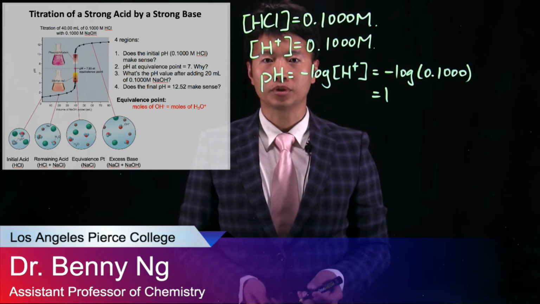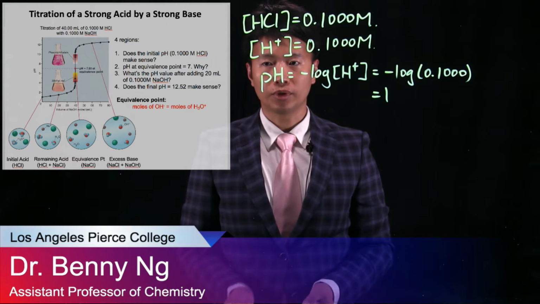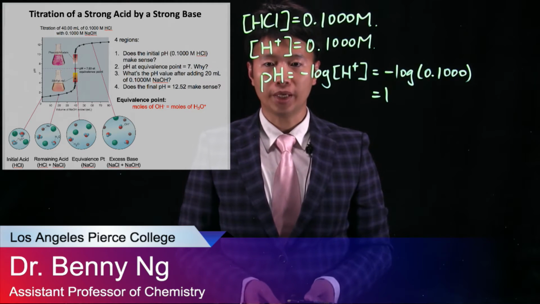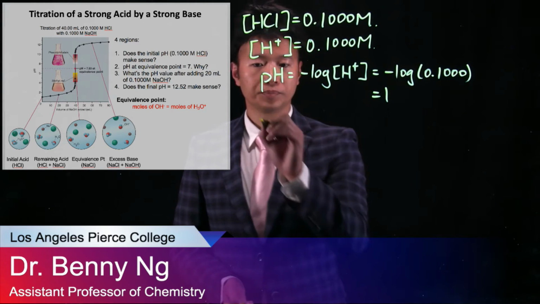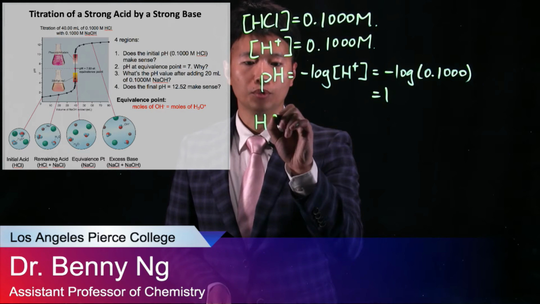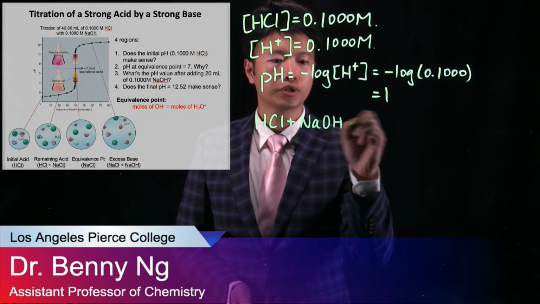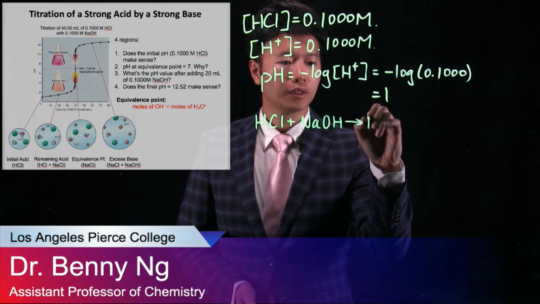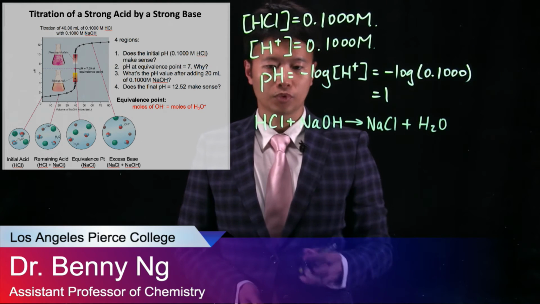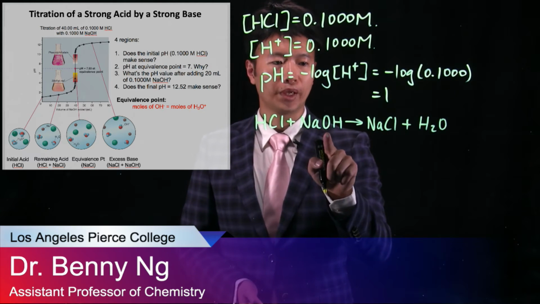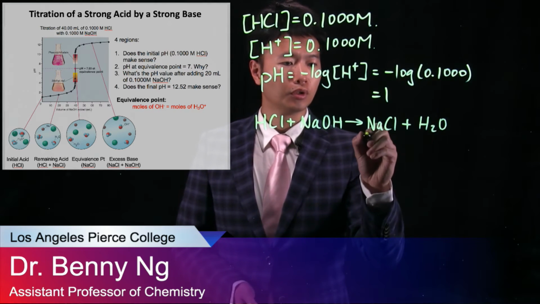Now for the second question, what will be the pH at the equivalence point when I have a strong acid titrated by a strong base? The answer will be pH equal to 7. Why is that? Well, in this particular example, we have HCl plus NaOH making NaCl plus H2O. We have a strong acid and a strong base. We are making a sodium chloride salt and H2O.